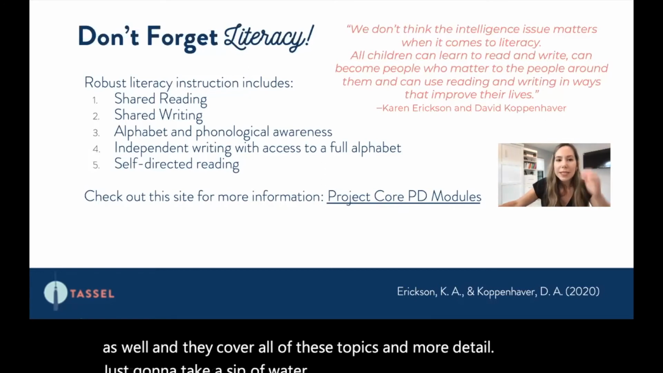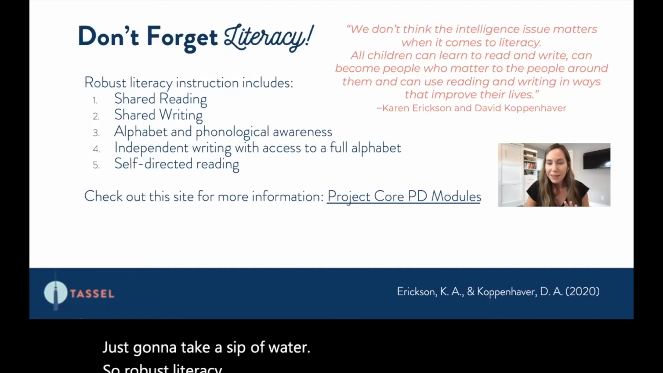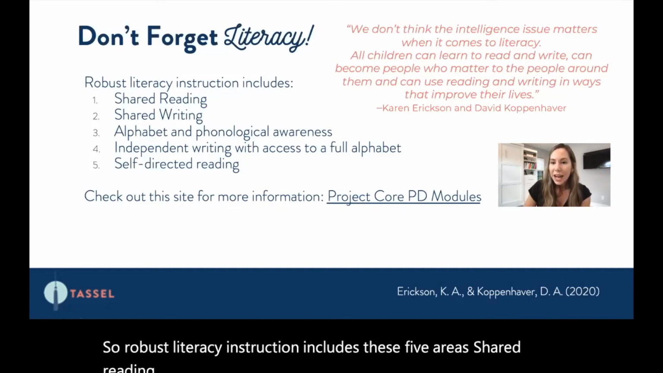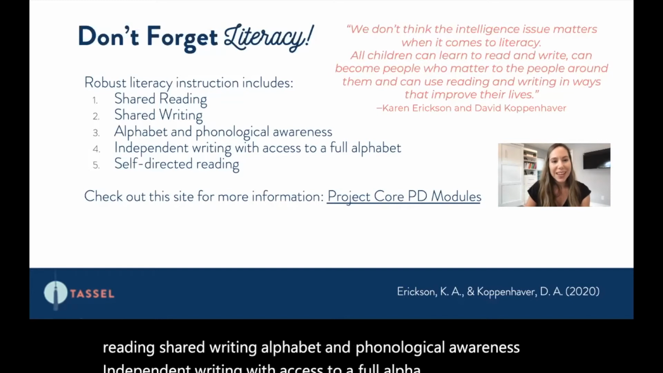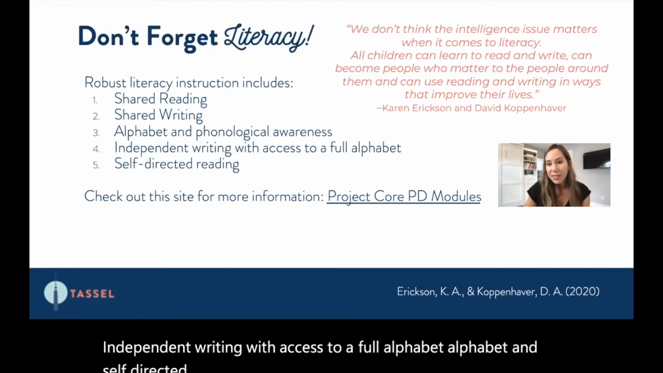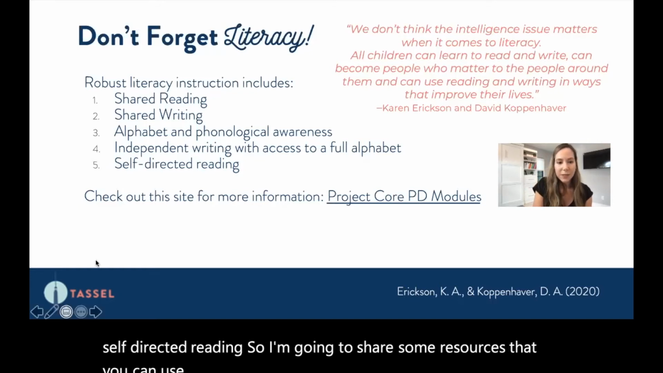So robust literacy instruction includes these 5 areas: shared reading, shared writing, alphabet and phonological awareness, independent writing with access to a full alphabet, and self-directed reading. So I'm going to share some resources that you can use for each one of these areas.